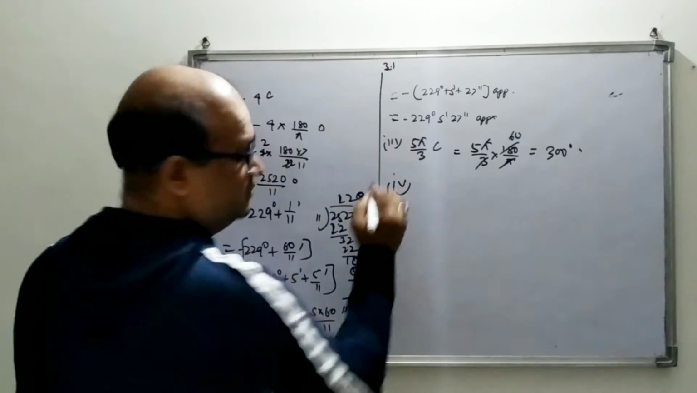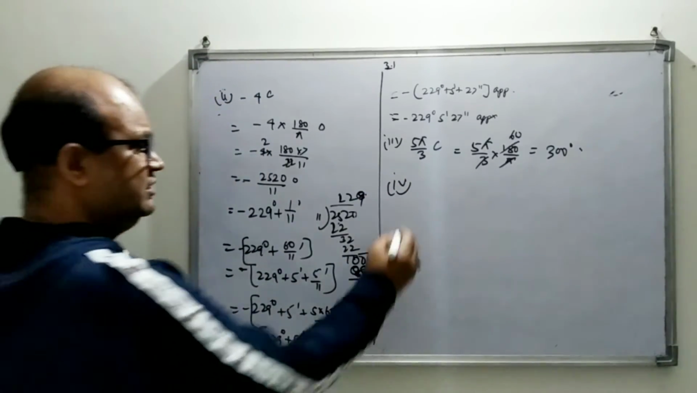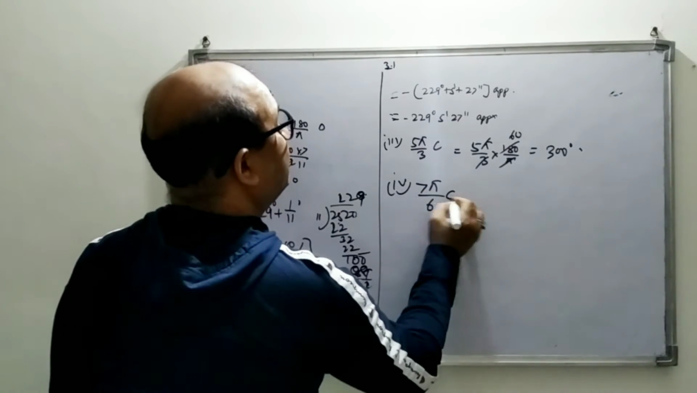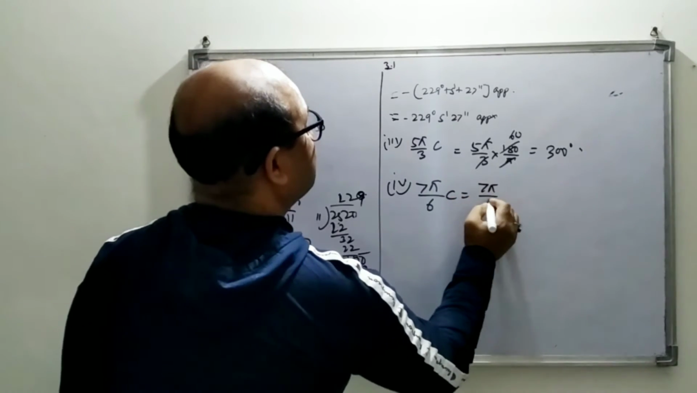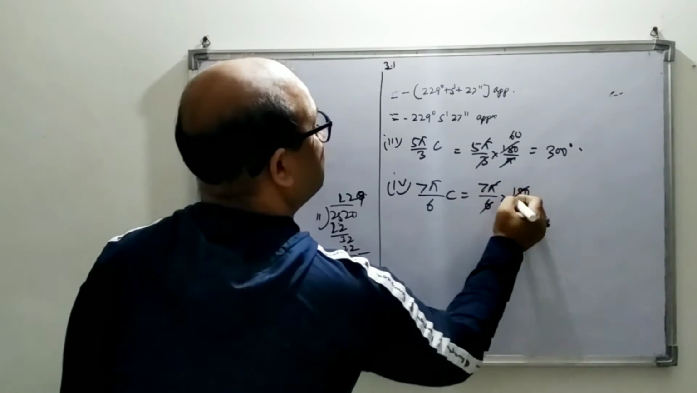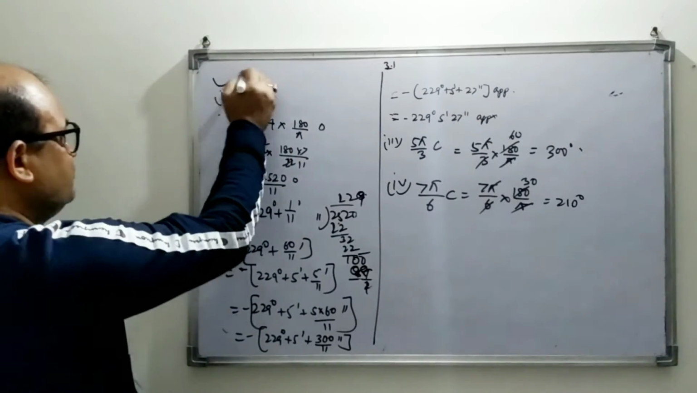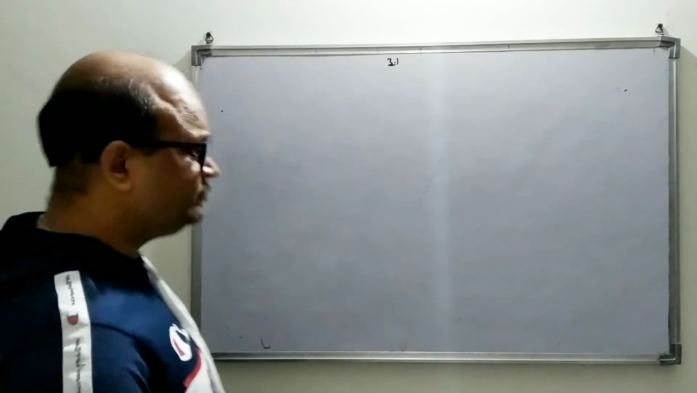Now next is your 7 pi by 6 radian. Convert 7 pi by 6 multiplied by 180 upon pi. Pi getting cancelled, 6 3 the, that is 210 degree. Basically, this one is very important.